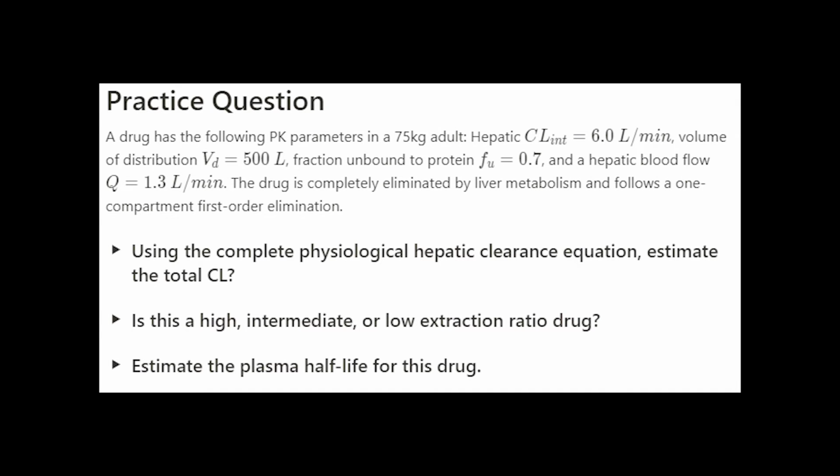Here we have a drug with the following PK parameters in a 75 kilogram adult. A hepatic intrinsic clearance of 6.0 liters per minute, a volume of distribution V of 500 liters, a fraction unbound to protein FU of 0.7, and a hepatic blood flow Q of 1.3 liters per minute. The drug is completely eliminated by liver metabolism and follows a one-compartment first-order elimination.